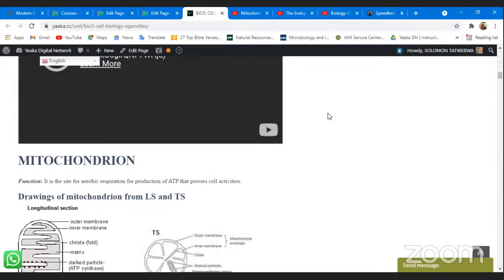What stood out for me was this part where they said the outer membrane is continuous with the endoplasmic reticulum, and its surface often has ribosomes, and this makes it appear rough.